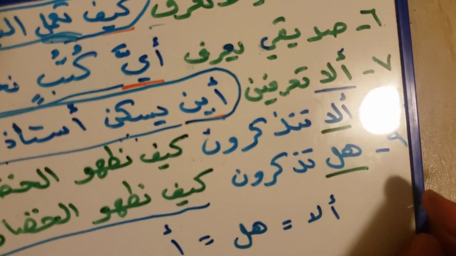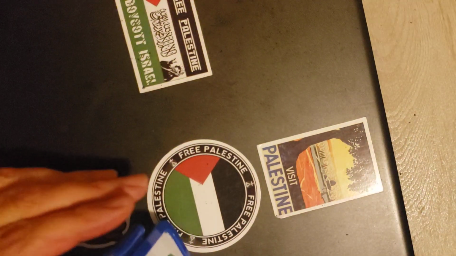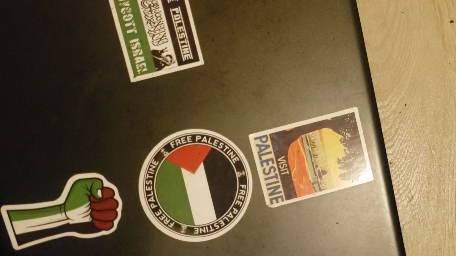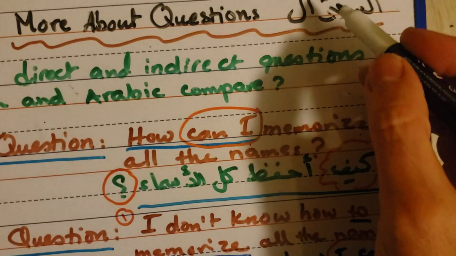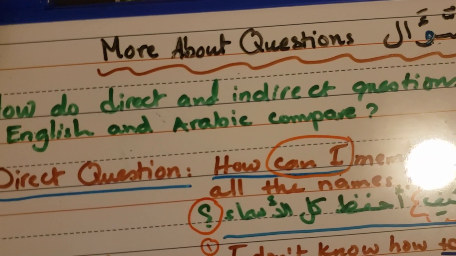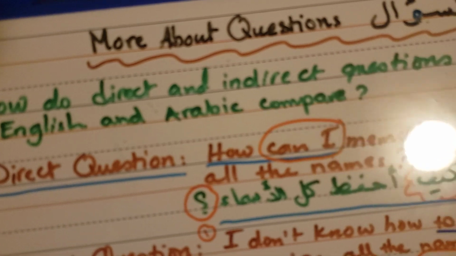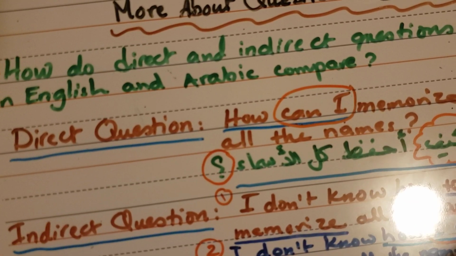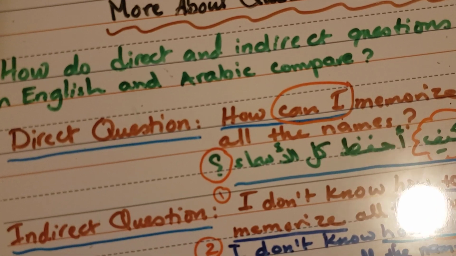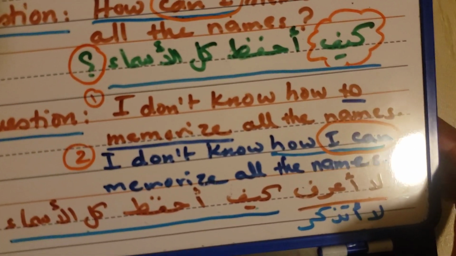Okay, and so this brings us to the end of our lesson. It's a short lesson, but basically we learned today the difference between the sentence structure and word order between the direct questions and indirect questions from English to Arabic. Like, what are the differences between the Arabic direct and indirect question structure and the English direct and indirect question structure?